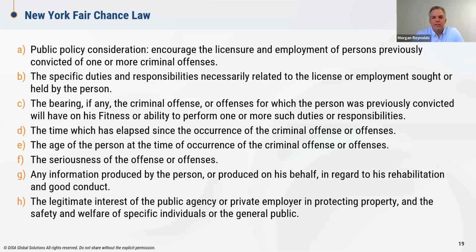Then as part of that, you want to consider the responsibilities, the time that's passed, the age of the person. So using our previous hypothetical where they were 24 and now they're in their 30s and they haven't gotten in trouble again, that might be something. The seriousness of the offense or offenses, was it a misdemeanor, was it a felony, things like that. Rehabilitation, and then the risk to the public. So that's Article 23A in New York. And as part of your pre-adverse action, you need to provide a copy of that. We have all the sample forms if you need that.